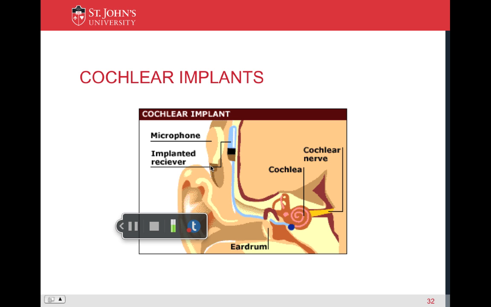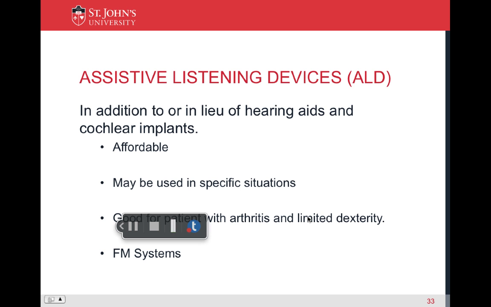So there's a receiver up here that picks up sounds and processes it. It sends by waves across the scalp into the internal receiver, and then you have an electrode array inserted in the cochlea that directly stimulates the auditory nerve.